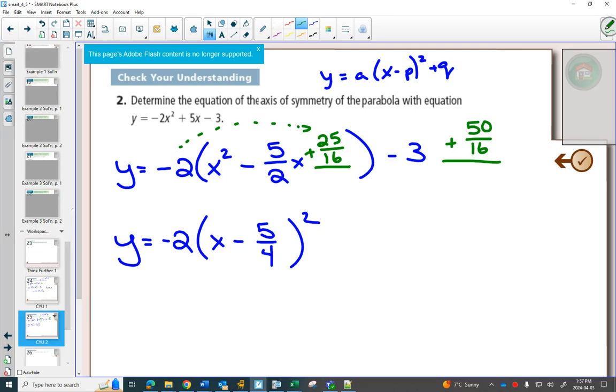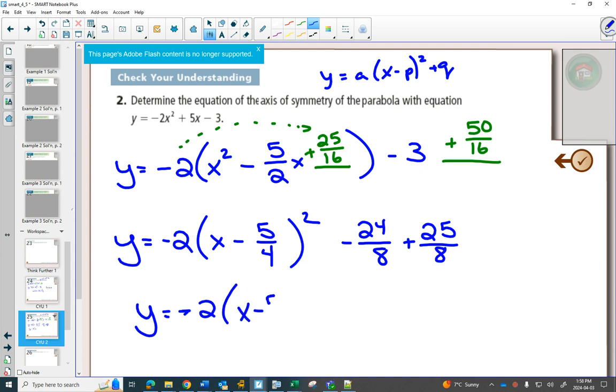I have to add those together. They're fractions. Not harder, but definitely takes longer and more annoying. How do we add fractions? I need a common denominator. So I'm going to need to change my -3 to -24/8, and my 50/16, I'm going to reduce that now to 25/8. How do you add fractions? You have to get your denominators the same, which we do. We add our numerators. So now, -2 times (x minus 5/4) squared plus 1/8.